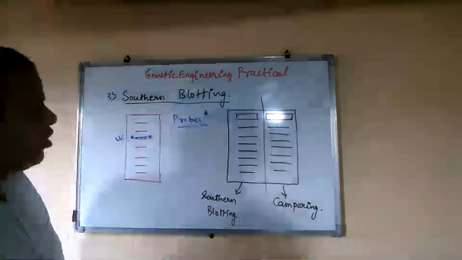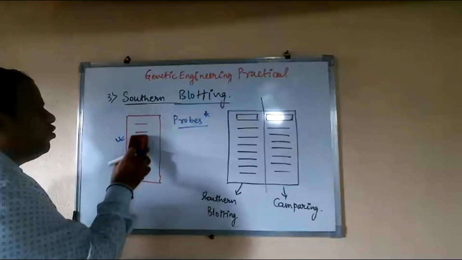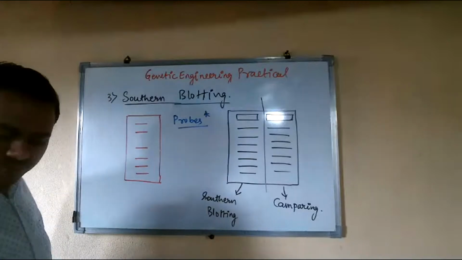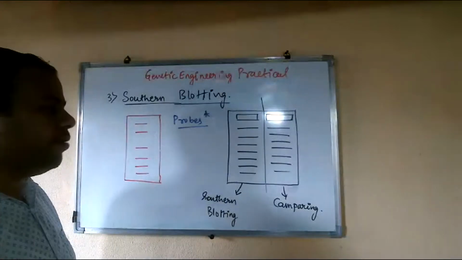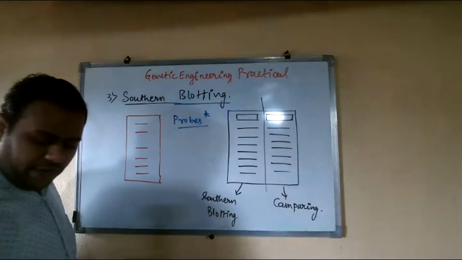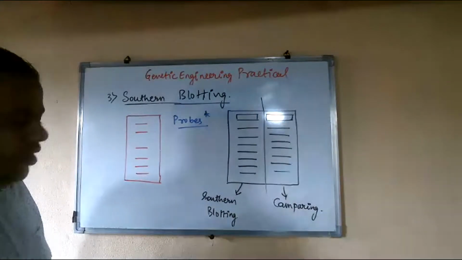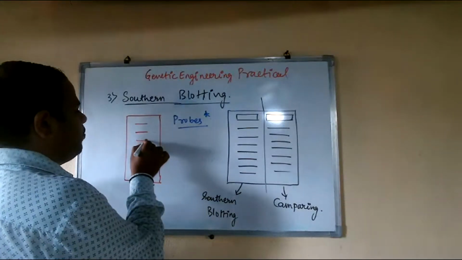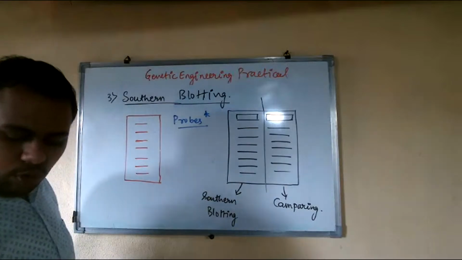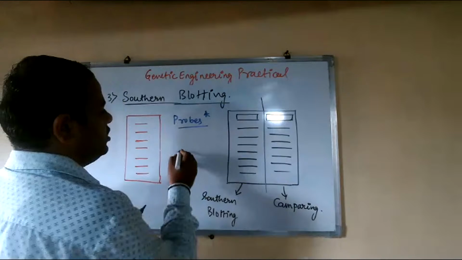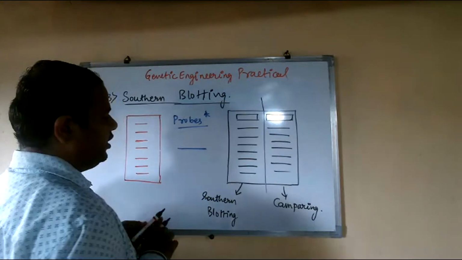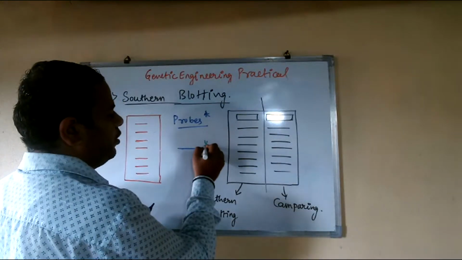If you are doing the non-radio label, then you can go for various types of detection, such as digoxigenin detection, then biotin labeling probe. I am going to explain the biotin labeling probe here. Suppose these are the different bands, and this is the probe molecule, and it is being labeled with biotin.